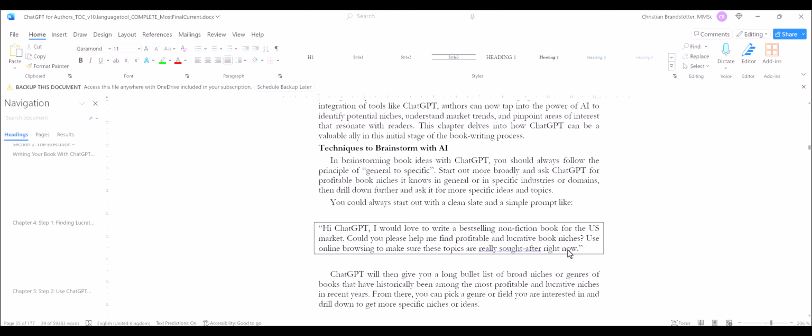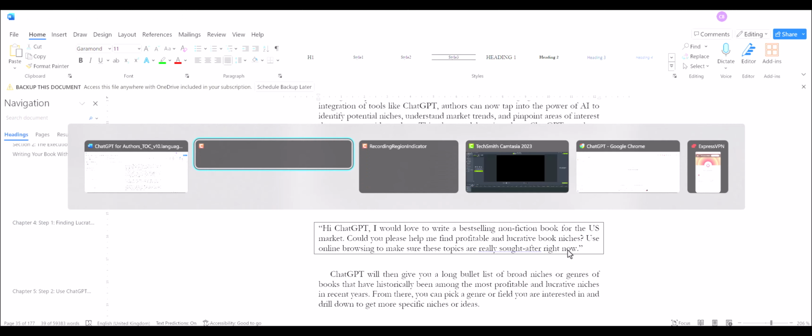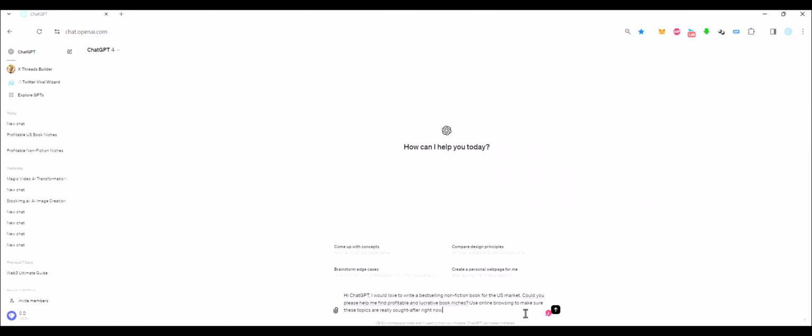So I copy this prompt and I go to ChatGPT. I already have the prompt here. One short note, I'm using ChatGPT with a Plus subscription, so I have access to GPT-4, which is the more advanced large language model. And I have access to the ChatGPT Plus features that include image generation and image analysis that we are going to use when it comes to creating ideas for a book cover design.